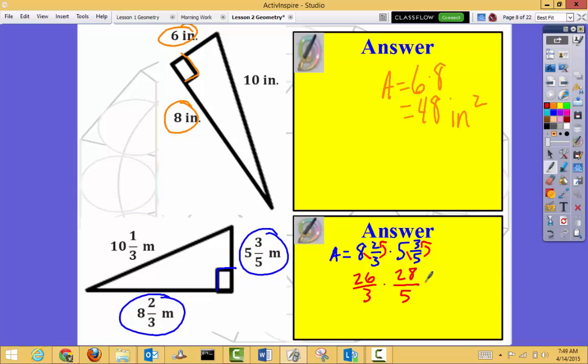And then what do I do? I multiply straight across. So this will be 15. And then I multiply straight across up here. So I'm going to do my work right up here. 28 and 26. Carry the 4. Add that 0 as a placeholder. And then I add.